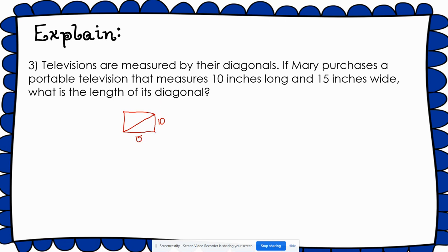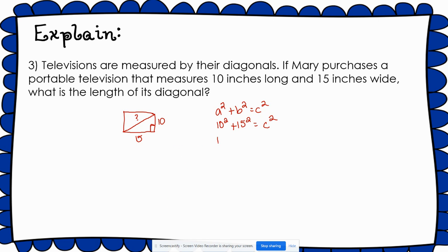So we know the length and the width of this TV, but what we don't know is the measure of the diagonal. Well, again, if this was made correctly, it should have a 90-degree angle here, which means that what we would be missing would be our hypotenuse. So we would plug into our formula a squared plus b squared equals c squared. We're going to use 10 and 15 for a and b, and we're looking for c.